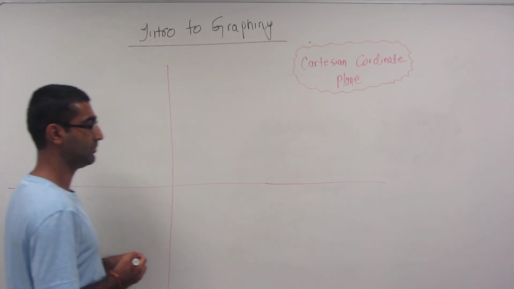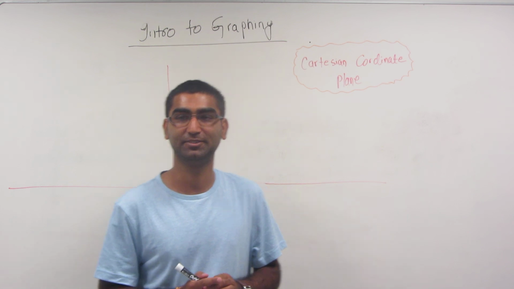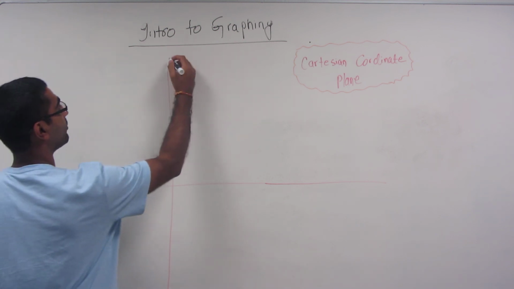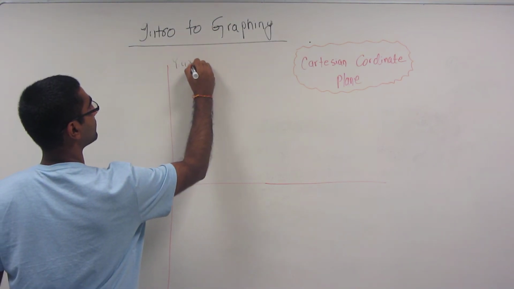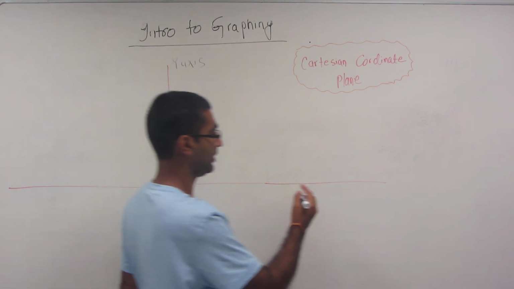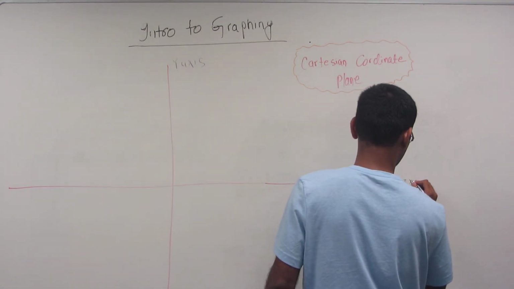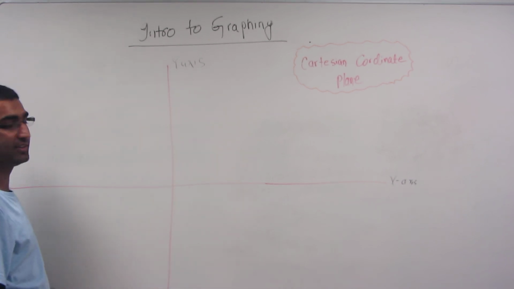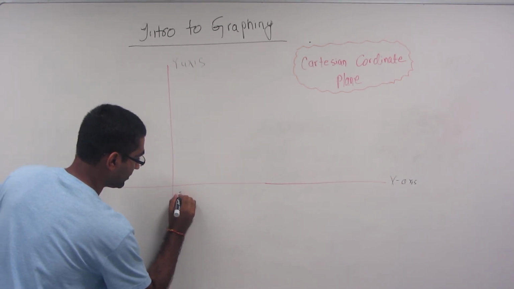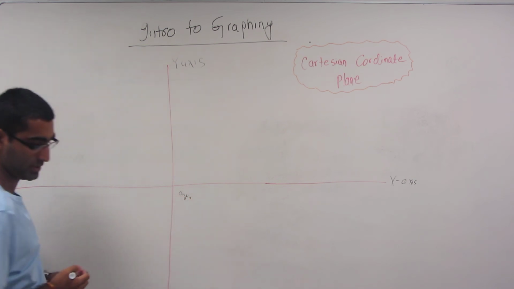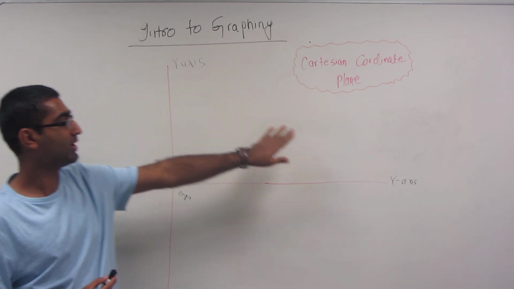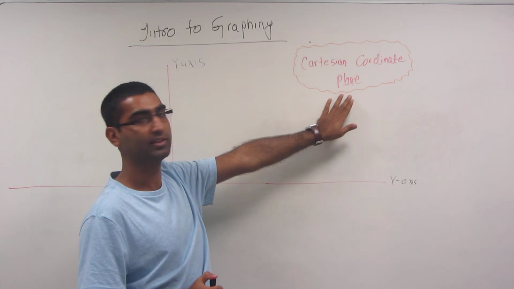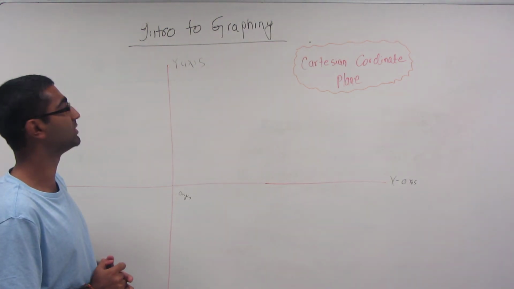Now there's some terminology that I'm going to talk about in this video. The first thing is the vertical line is called the y-axis, and the horizontal line is called the x-axis. Now the point where the x-axis and the y-axis meet is our origin. The xy plane that we use to graph our functions has a special name. It's called the Cartesian coordinate plane. So you can just remember that.